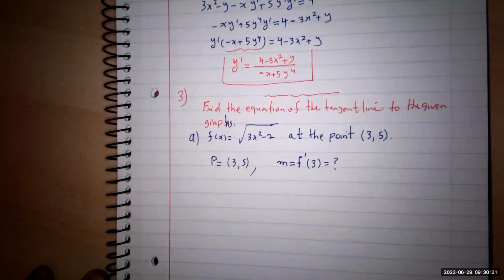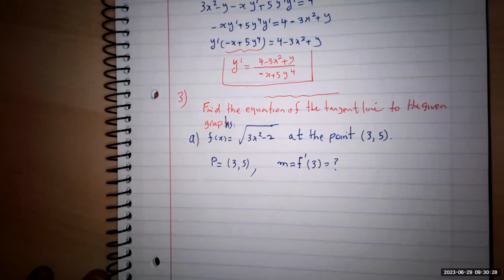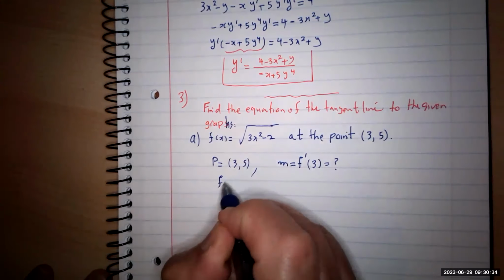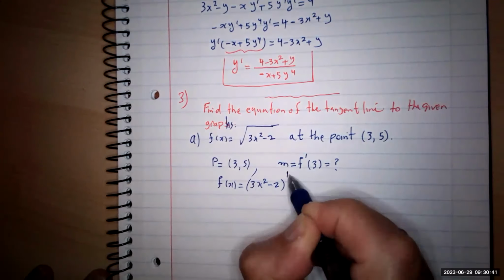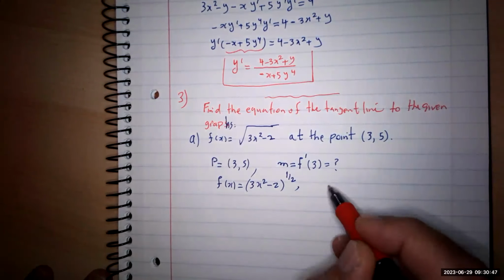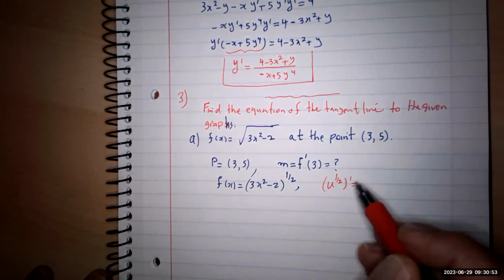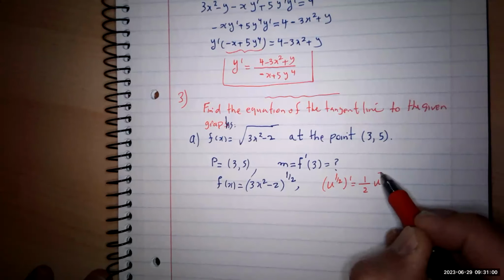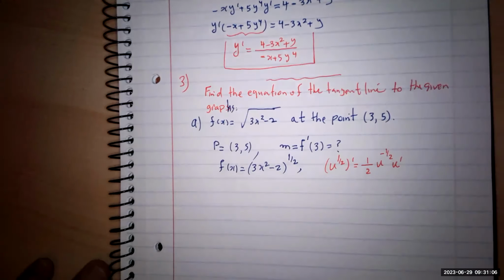Okay, to find the derivative of this function, you know that you have to rewrite it first. As soon as you write it, then you have to apply the chain rule. So there you are, f of x equals 3x squared minus 2, everything to the 1/2. That's your function. You want to differentiate it. Just think about it like u to the 1/2, so you have to apply the chain rule: bring the power down, 1/2 u to the 1/2 minus 1, which is negative 1/2, times u prime. This is just to remind you of the formula that you have to use.